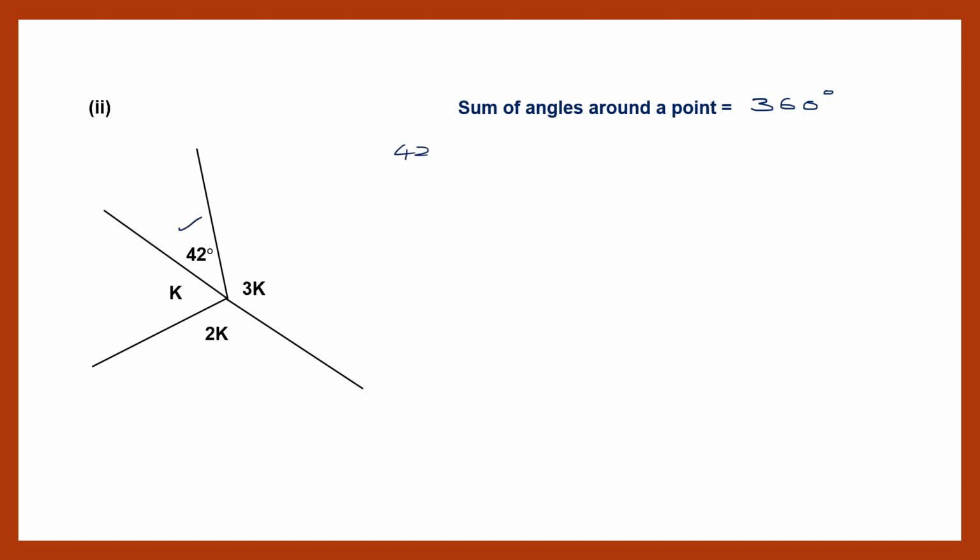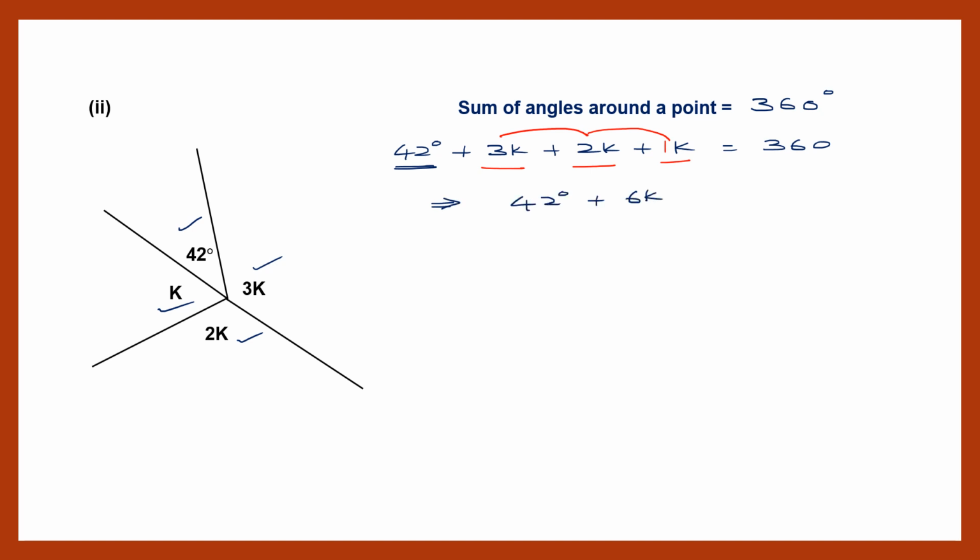So that is 42 degrees plus 3K plus 2K plus K. All this will add up to 360 degrees. Now we have only one number, so we'll leave it there. Let's look at all the K's. 3 plus 2 plus 1. So 3 plus 2 is 5, 5 plus 1 is 6. So what do we have here? We're making this an equation. 42 degrees plus 6K is equal to 360 degrees.